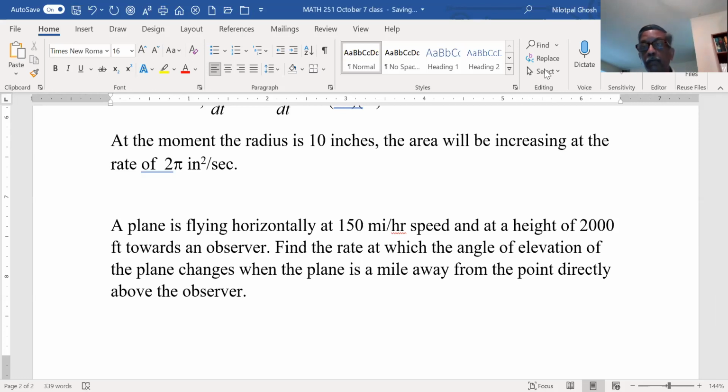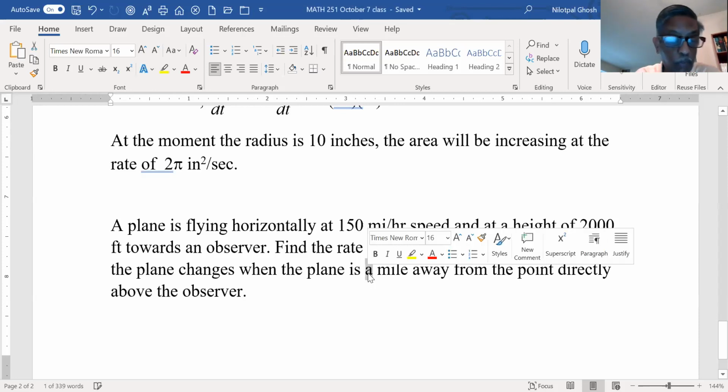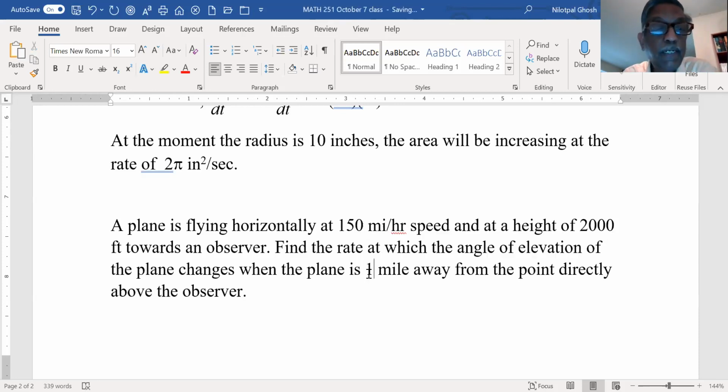Okay. So we have this problem. A plane is flying horizontally at 150 miles per hour speed and at a height of 2000 feet towards an observer. Find the rate at which the angle of elevation of the plane changes when the plane is a mile away. Okay, 1 mile away from the point directly above the observer. So suppose you are the observer, standing somewhere on the ground, and the plane is flying directly towards you, but it will not hit you because it is flying at a height of 2000 feet. So when it is closest, it will still be 2000 feet above your head.